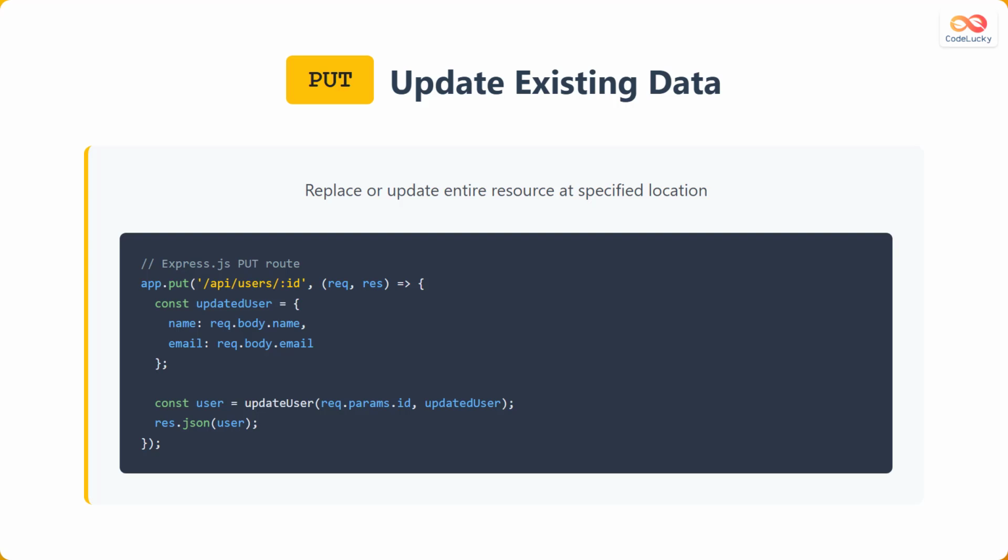Here is an example of a put route in Express.js. The route, app.put/API/users/ID, updates an existing user. It takes the user ID from the URL parameters and the updated user data from the request body. It then updates the user in the database and responds with the updated user data in JSON format.